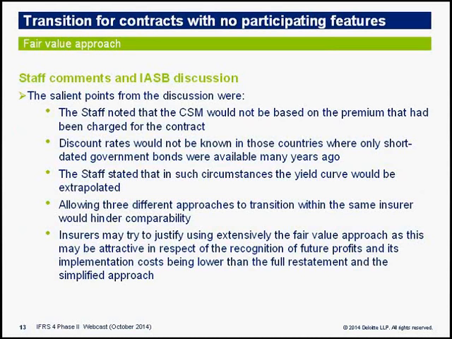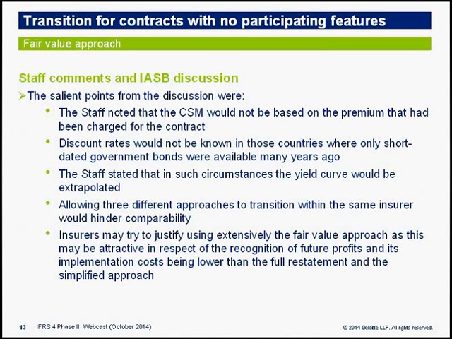The salient points that follow this analysis and recommendation are summarized on this slide. First point actually was a response from the staff which answered a board member question, noting that the CSM will not be based on the premium that had been charged for the contract. So that's one of the key features of this fair value approach. Premium is alleged to be a lost piece of information. And that could also be an example of how to test whether the fair value approach should really be used, if you have some key cash flow information missing and it is impracticable to retrieve it.